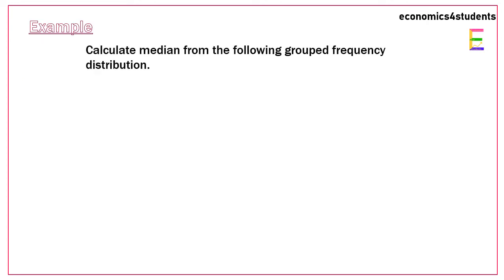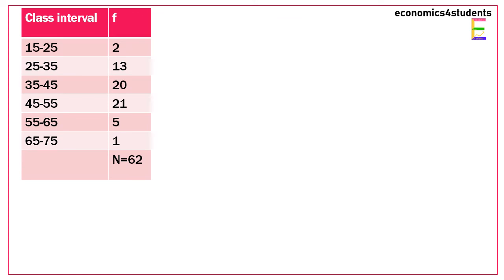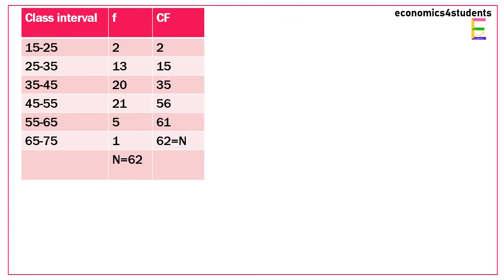Consider this example. Calculate median from the following grouped frequency distribution. Here, class intervals and class frequencies are given. We have to find the median. This is the given data. Here also, first we have to find out less than cumulative frequencies or CF. Here median corresponds to CF N/2, which is equal to 31.